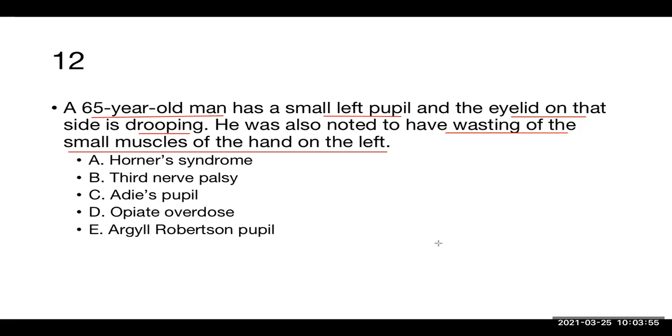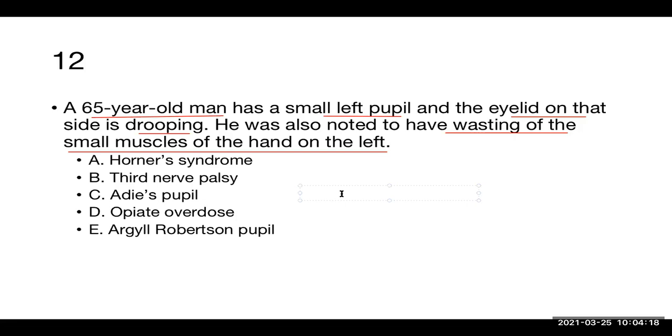So that lower motor neuron type of palsy will be there, and wasting is a typical feature of that. Excellent. Okay, very good. So he has fitted everything under Horner syndrome, and he's absolutely correct. Now let me explain, please, the students who are listening here, pay attention.